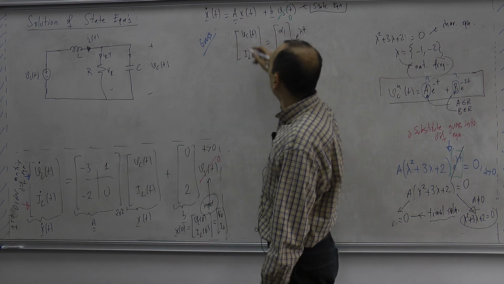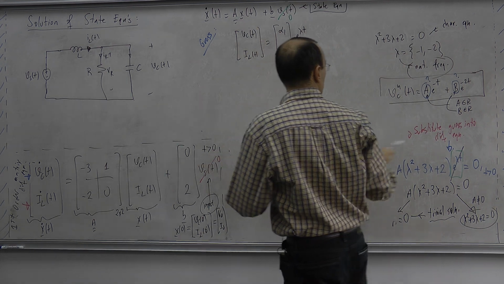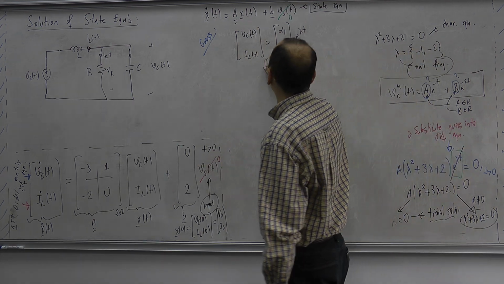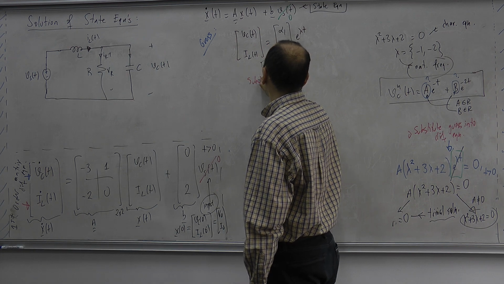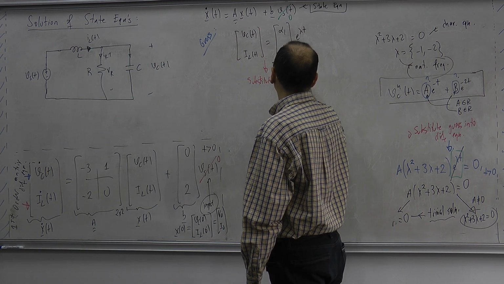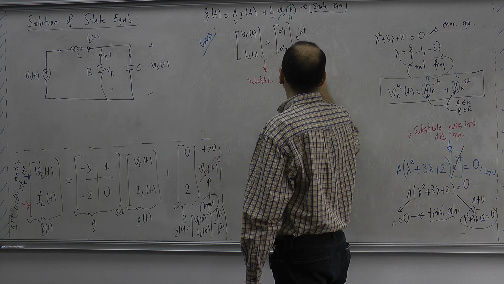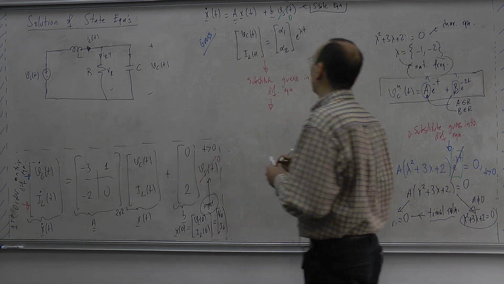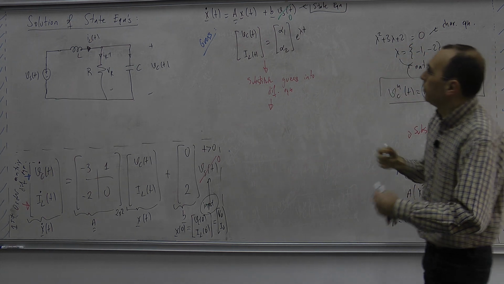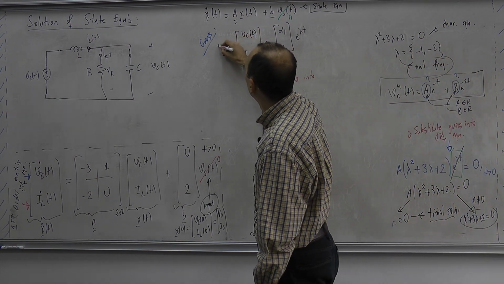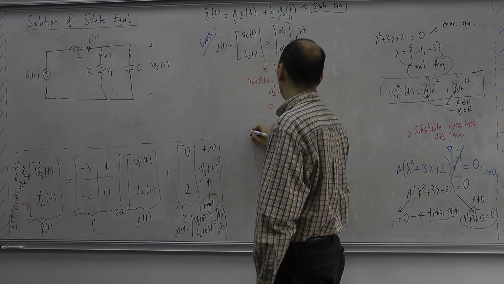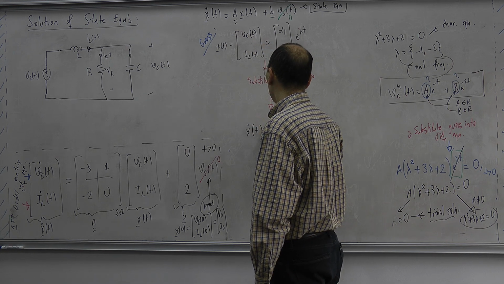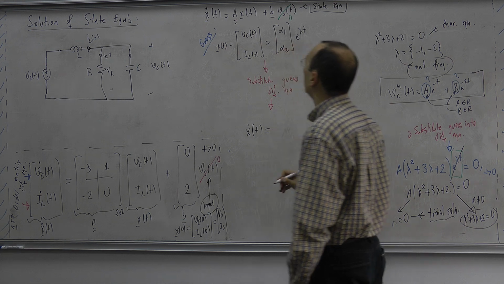Okay, so if this guess is correct, again, let's substitute. We are at this step right now. Substitute guess into differential equation. Okay. Now what do we have? So let me write this as x of t. Now I have x dot of t. What is x dot of t?